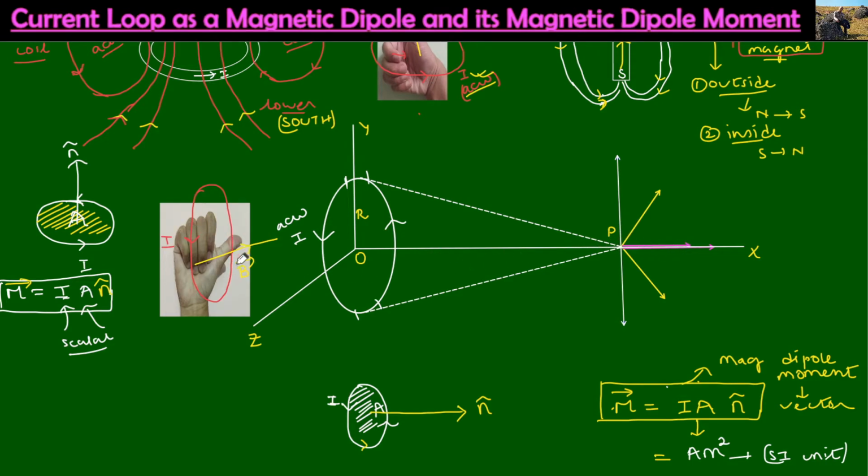When you look at this aspect, this is the current which is moving in this direction. Make use of your right hand thumb rule. Then the thumb is pointing in that direction, which means if I represent the direction of a field line, this is the direction of my magnetic field B.